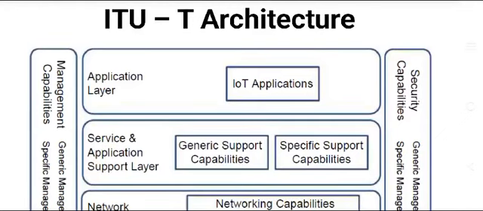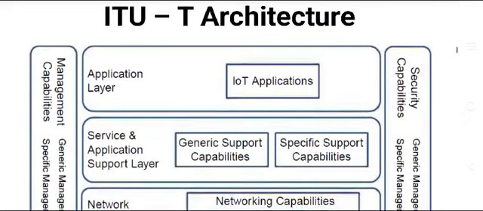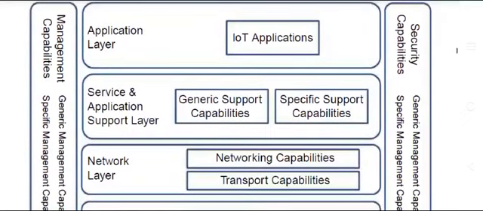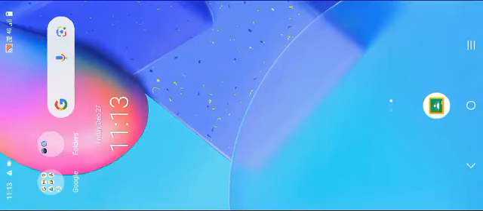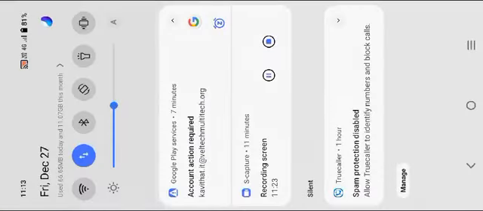Next is the ITU-T architecture. This architecture also comes under IoT. This ITU model is mainly used to bridge the standardization gap. It has the following layers: application layer, service and application support layer, network layer, and device layer.